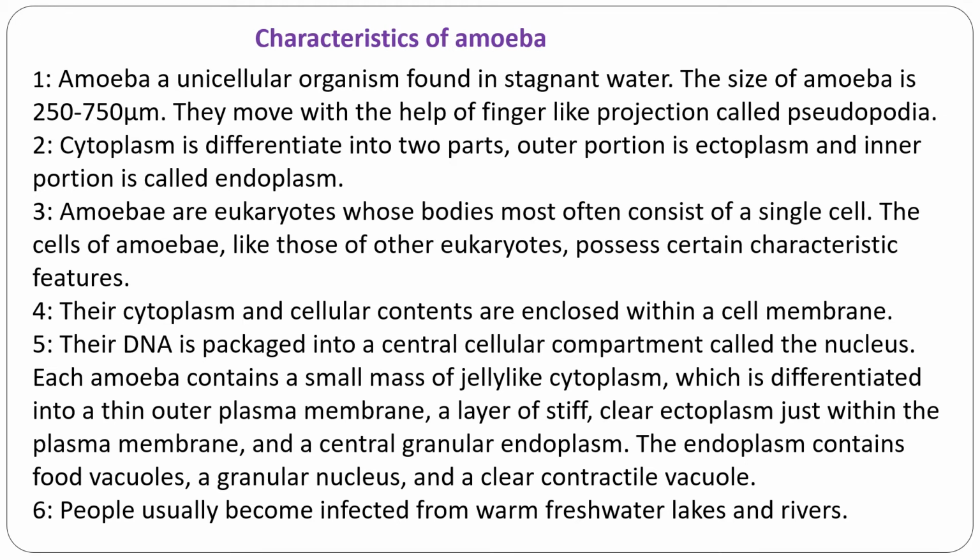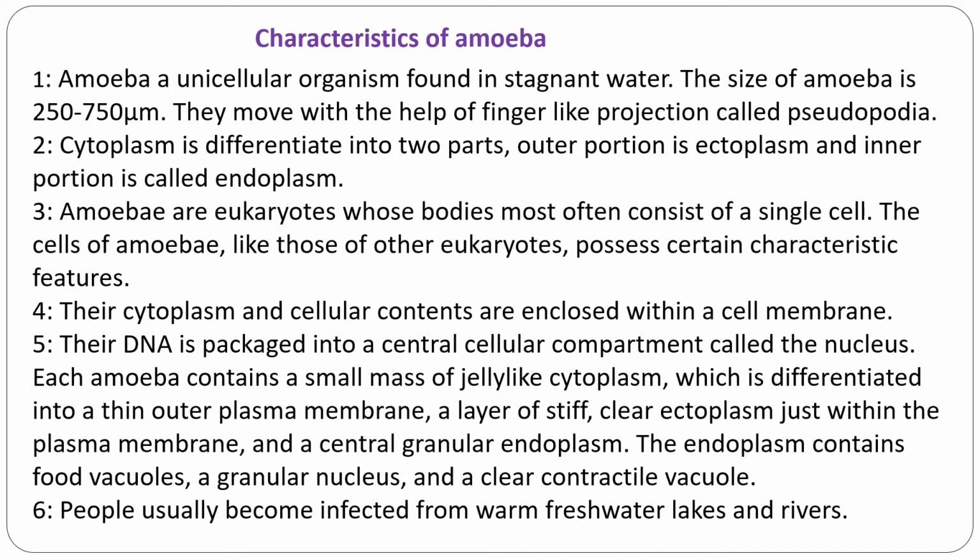Amoebae are eukaryotes whose bodies most often consist of a single cell. The cells of amoeba, like those of other eukaryotes, possess certain characteristic features. Their cytoplasm and cellular contents are enclosed within a cell membrane. Their DNA is packaged into a central cellular compartment called the nucleus.